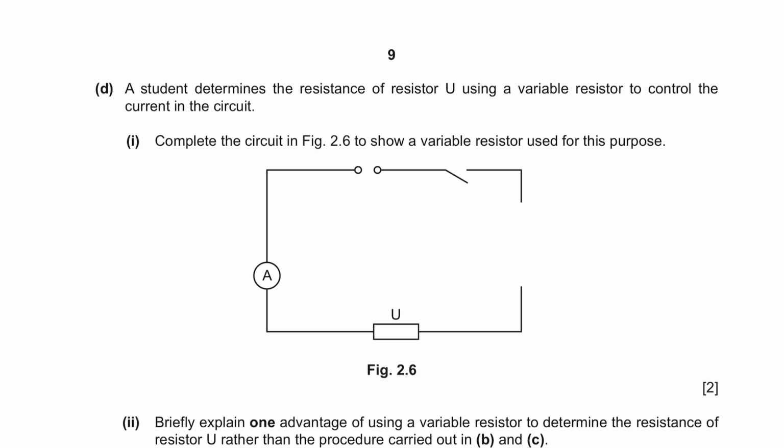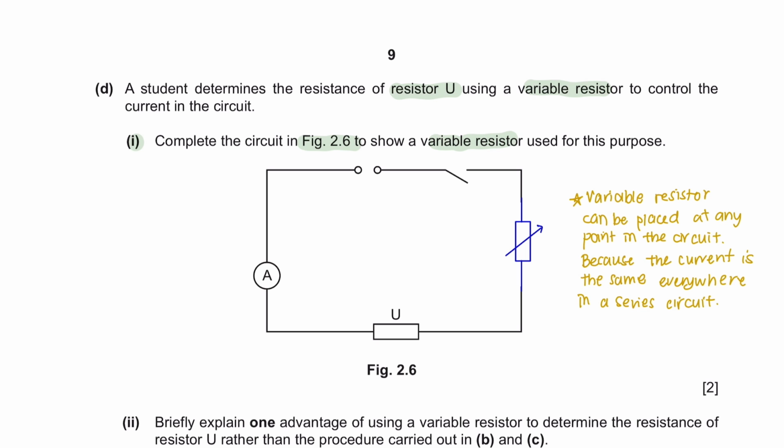Question D. A student determines the resistance of resistor U using a variable resistor to control the current in the circuit. Part 1. Complete the circuit in figure 2.6 to show a variable resistor used for this purpose. The variable resistor is placed in series in the rest of the circuit, which is a small part of wire, is drawn. The variable resistor can be placed at any point in the circuit because the current is the same everywhere in a series circuit.